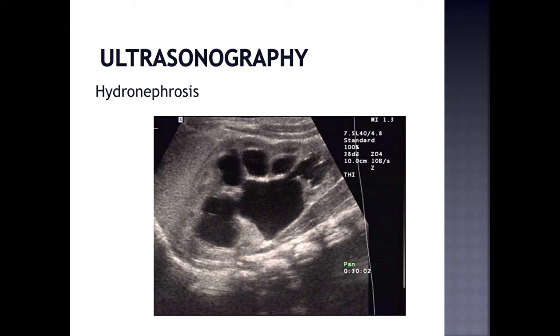This is the USG picture of hydronephrosis. This is the ballooned out renal pelvis, and the ballooning of the major calyces. Also, we can see the thinning of the renal cortex here. This is the thinned out renal cortex.